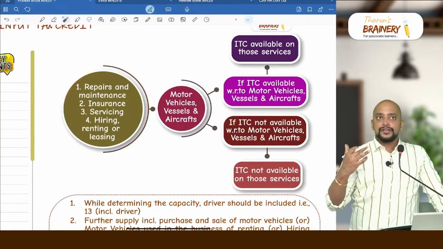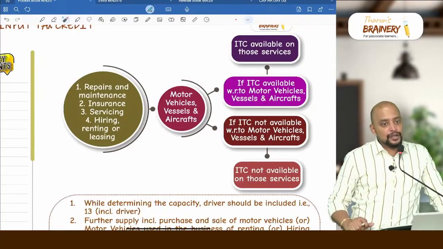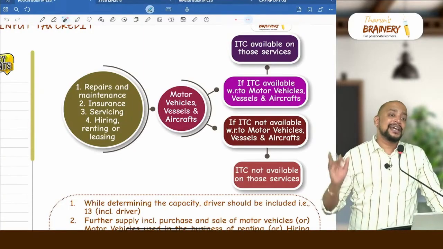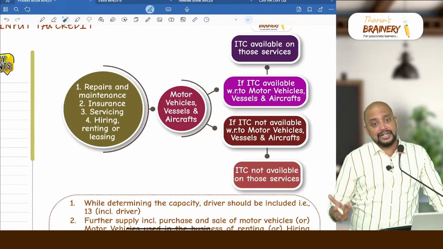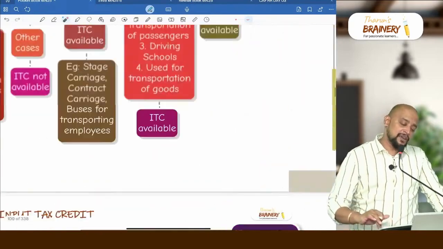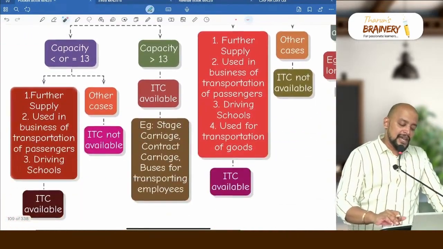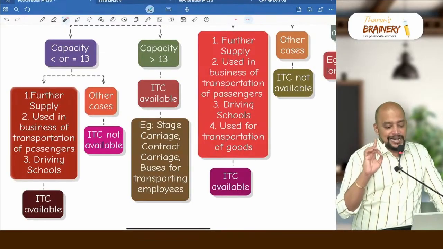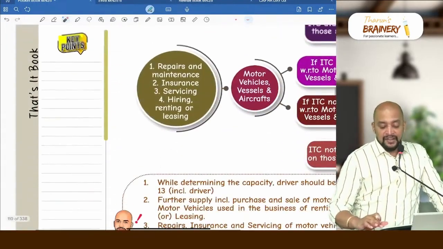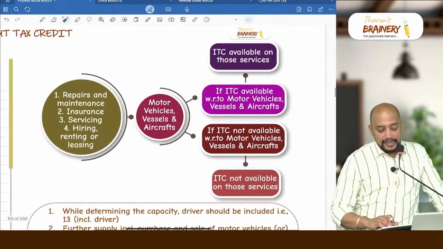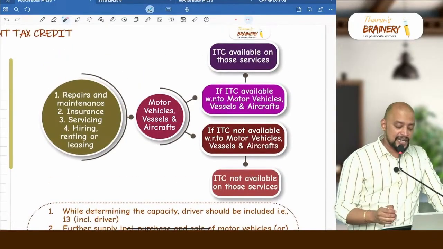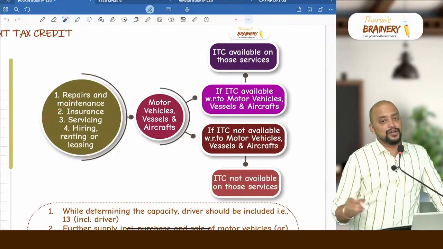For example, if there is an Ola driver who purchased a car and for that car he has taken insurance, can he take ITC on the insurance? Definitely yes, because car purchased by him, capacity does not exceed 13 and it is used in the business of transportation of passengers, therefore they can take ITC with respect to that. Whereas in case of servicing, as the motor vehicle purchase is eligible for ITC, so even this insurance also eligible for ITC.